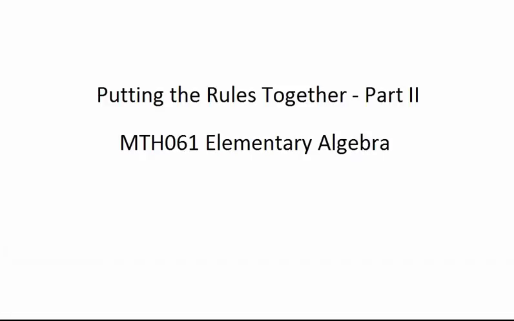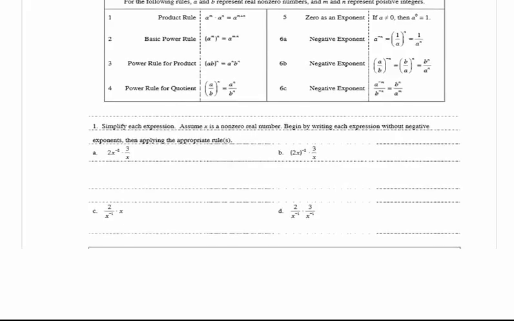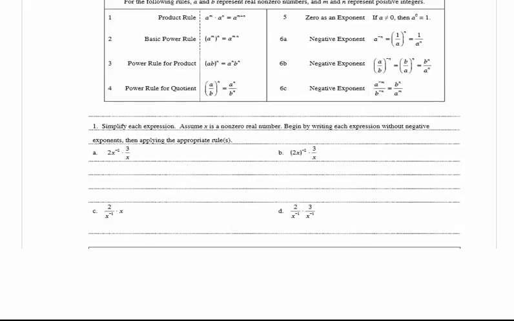In this video, we're going to be putting the rules together from the last few modules: the product rule, the power rule, and the exponent rules. And they give us a reminder of all those rules that I just mentioned. In one, they say simplify each expression, assume x is a non-zero real number, begin by writing each expression without negative exponents, then applying the appropriate rules.